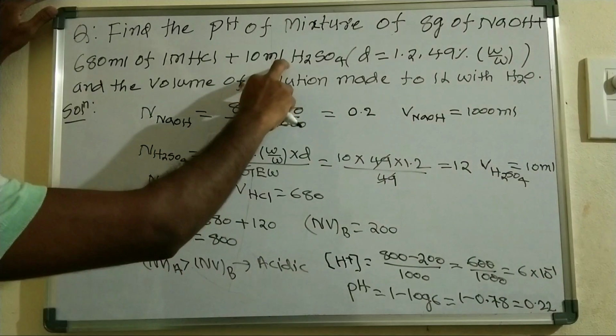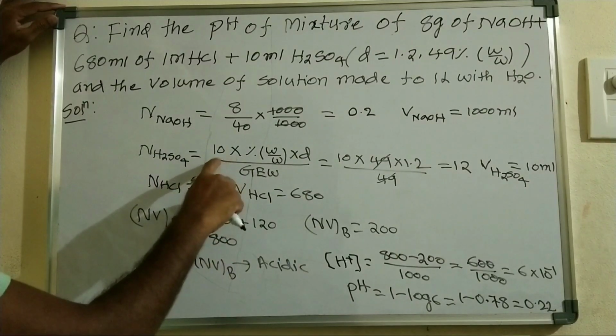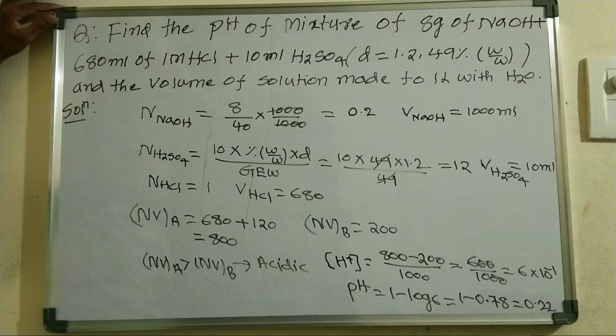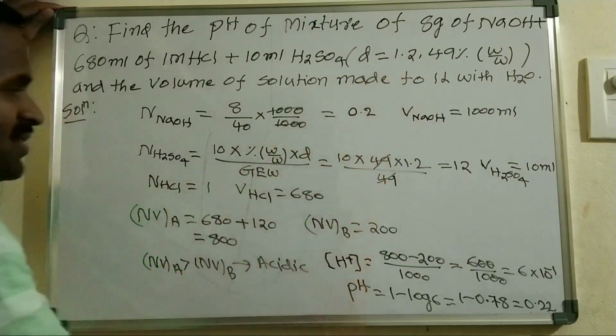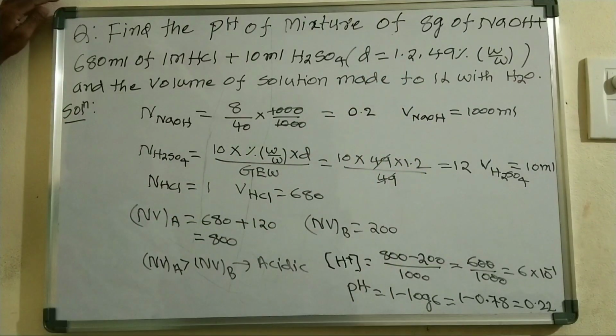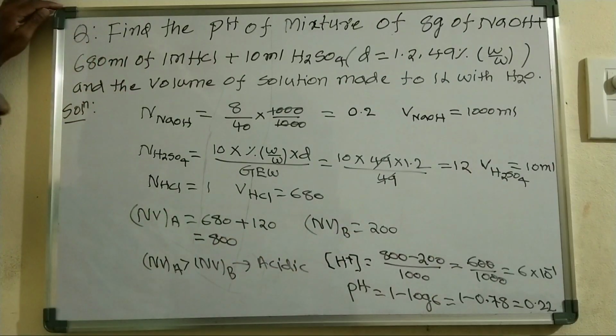And even with the help of this 10 ml, density and percentage, we can find out the normality of H2SO4. For that we have the formula: 10 into percentage weight by weight into density divided by gram equivalent weight. Here 10 into percentage weight by weight, that is given as 49, and its density is given as 1.2, and simplifying this one you will get 12, and the volume of H2SO4, 10 ml, they have given.